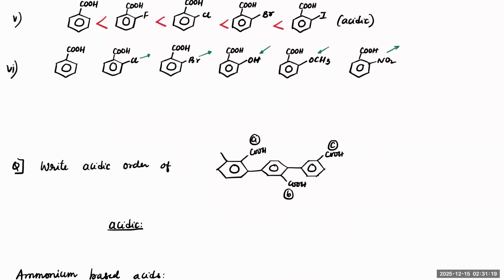Lastly, if you have different groups present on ortho position, that means all of them are showing ortho effect, but if all of them are showing ortho, which of them is a better ortho or more ortho? That depends upon whether they are withdrawing or donating. You know that this chlorine is withdrawing, bromine is withdrawing, but OH is still donating. OCH3 is still donating. NO2 is withdrawing. Okay.